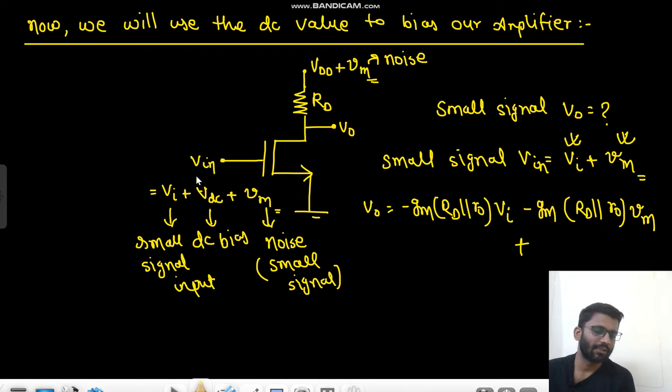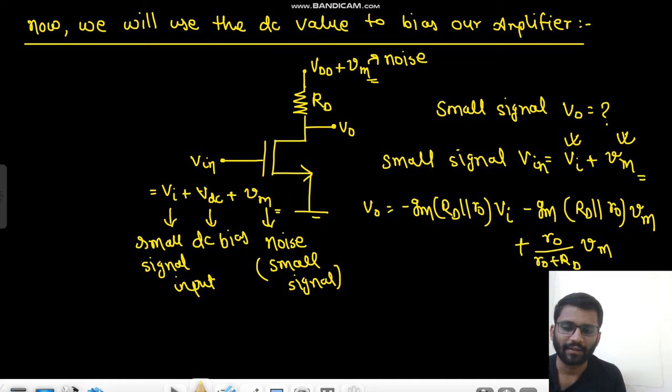We can short circuit this because we are simply applying the superposition theorem. For first Vin, we wrote this. For Vm, we wrote this. Now we are applying superposition. This is DC bias, so this will be shorted. This will also be shorted. This will also be shorted. So this complete MOS will be replaced by r0 only, right? So VGS is gone, gm VGS is gone. So it will be replaced by r0 only. So basically, it will be r0 upon r0 plus RD into small Vm, right? So I guess I can write it here.